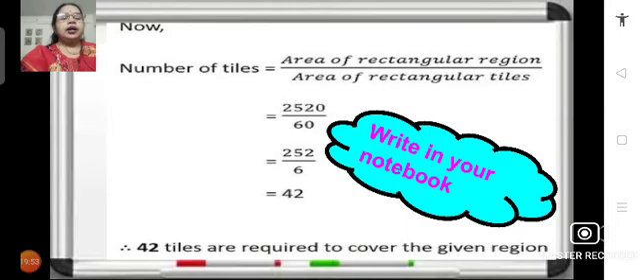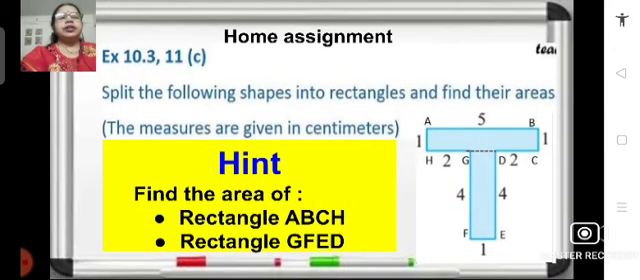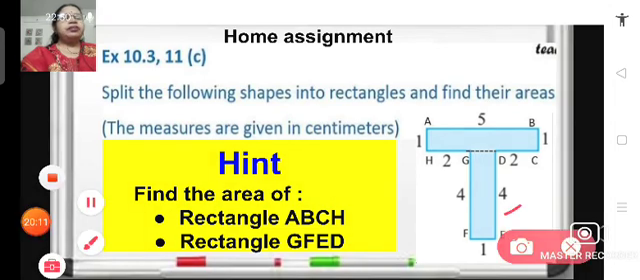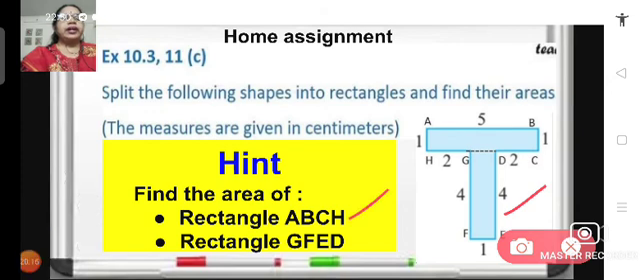Before I end this session, let's see what is your homework assignment. You have this problem 11C as your homework. Split the figure into rectangles and find its area. So you have been given the hint also. You can split the figure like this and you can find the areas of these two rectangles ABCH and GFED and then add them up to get the area of this figure.